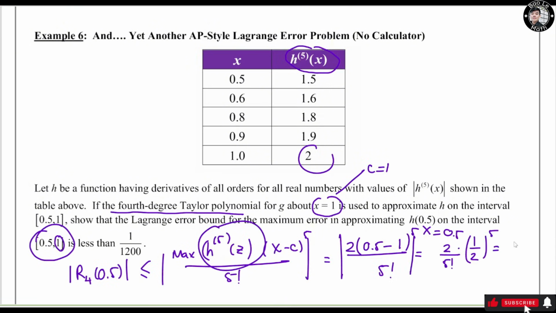So it's going to be 1 over 2, and the 2 right here cancels out. You have 2 to the 4 on the bottom, right? 2 to the 4 is going to be 16, right? And 5 factorial is going to be 120, right? So it's going to be 1920. And this guy is actually less than 1200, right? So this one has been proved.